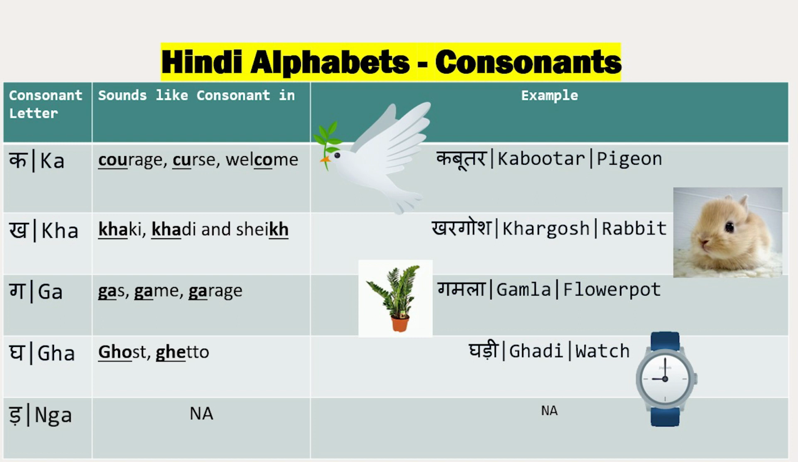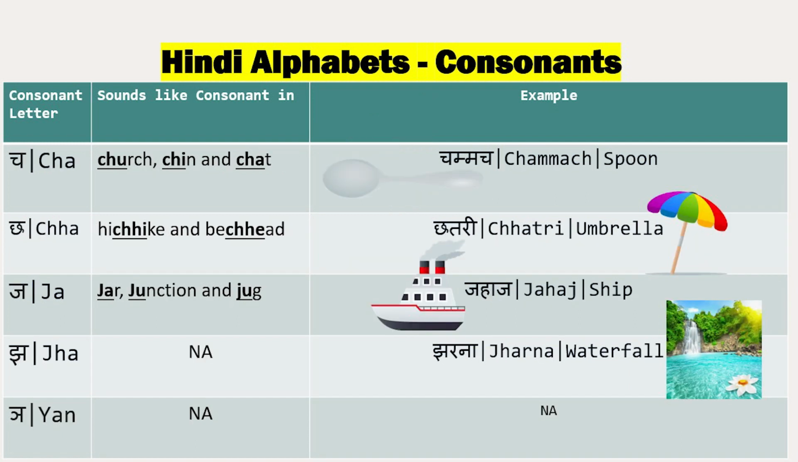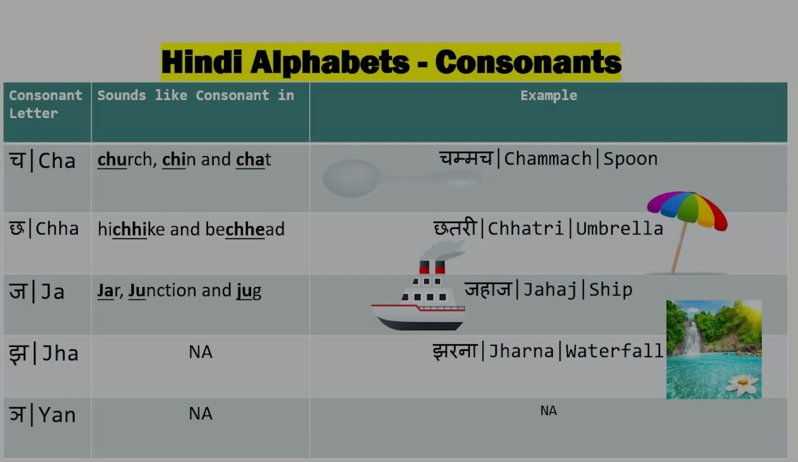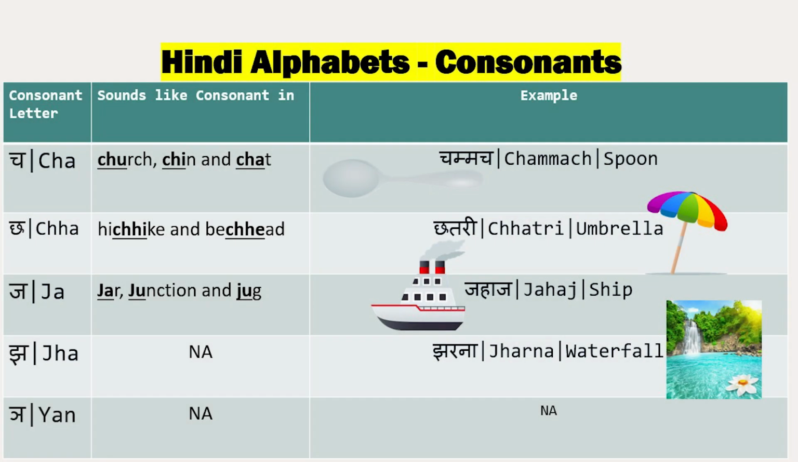Next letter in this set, nga, is not used in written or spoken Hindi. Let's look at the next 5 consonants: ch, chh, j, jh, and ny.